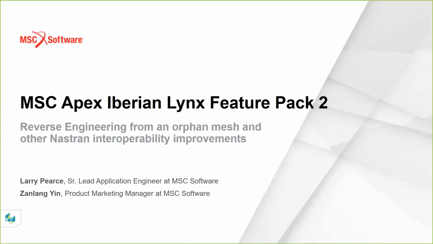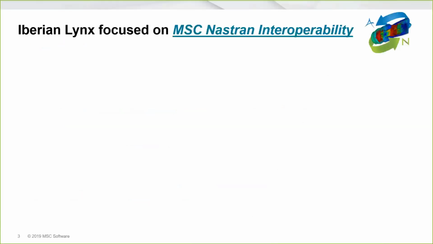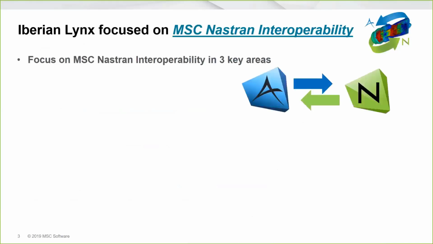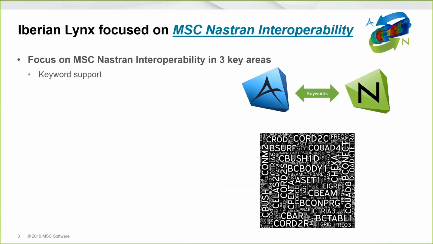But before we dive into what's new in Feature Pack 2, I just want to quickly recap or remind you of what was new in Iberian Lynx and the Iberian Lynx Feature Pack 1 release. The primary focus of the Iberian Lynx release was interoperability between MSC Apex and Nastran. This focused on three key areas of interoperability. The first was support of Nastran entities, parameters, and options, and collectively we call this keyword support.